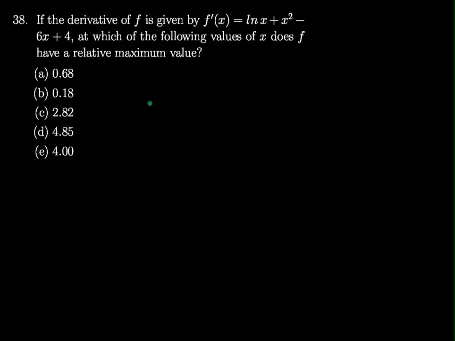38. If the derivative of f is given by the function f prime of x equals the natural log of x plus x squared minus 6x plus 4. Let me rewrite that up here, minus 6x plus 4, so it's a little bit easier to see. At which of the following values of x does f have a relative maximum value?